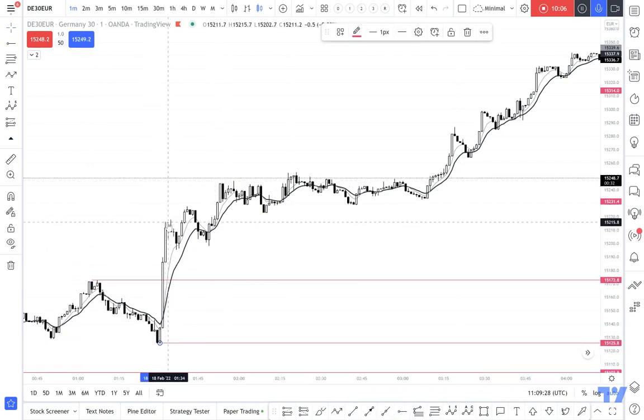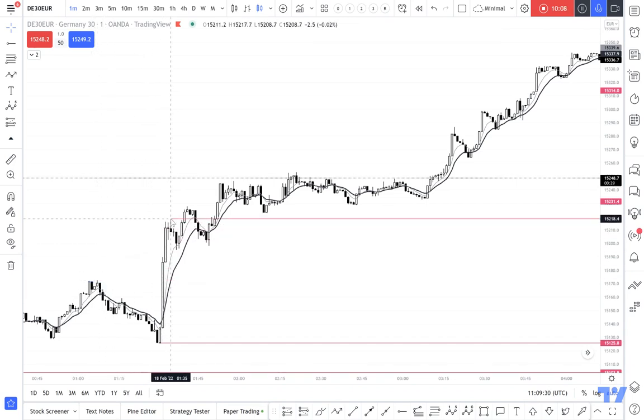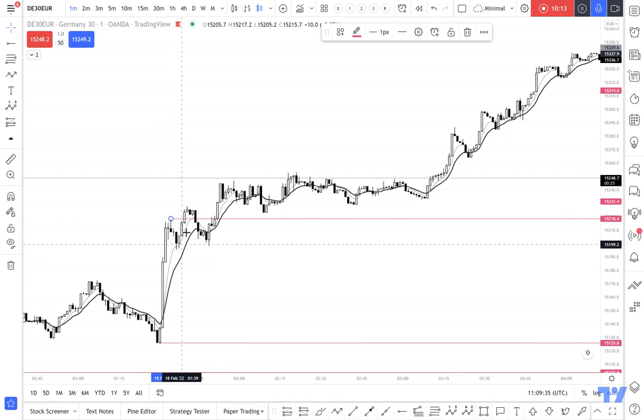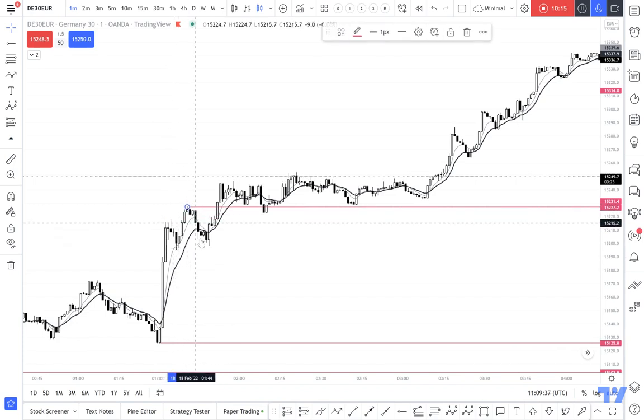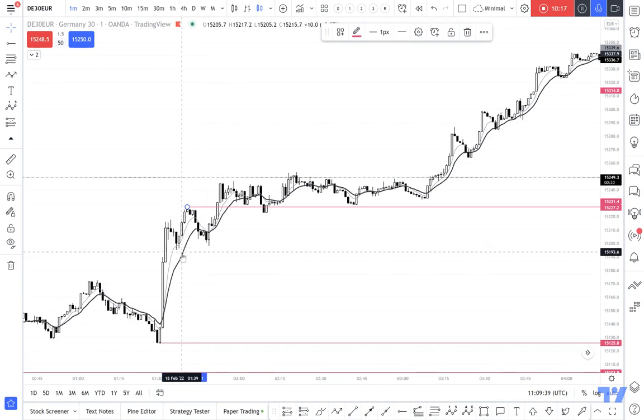What did it do here? It created a new high. Then it came down, but did not break this. So you're still in an uptrend with a higher low. And then you have a higher high and a higher low, but it did not break this. And then it goes up.